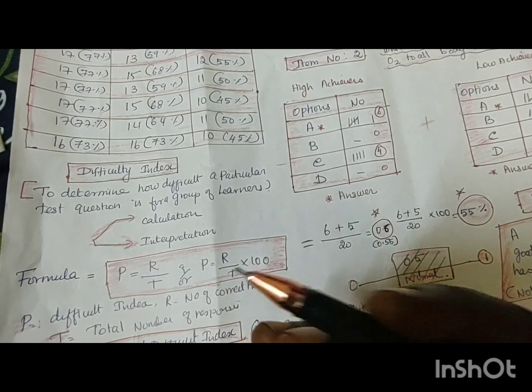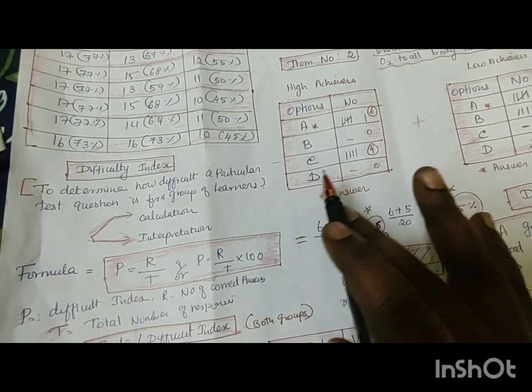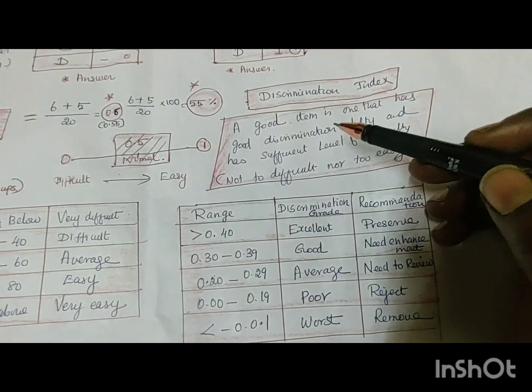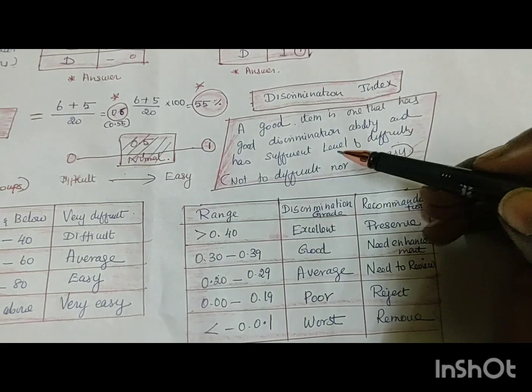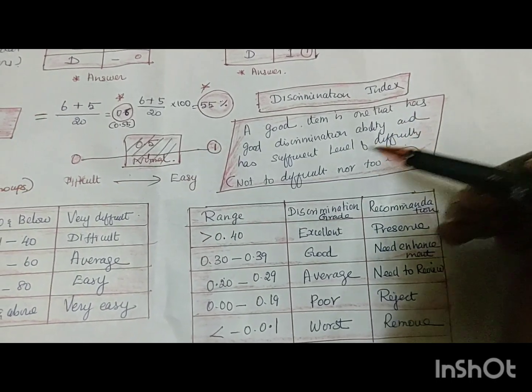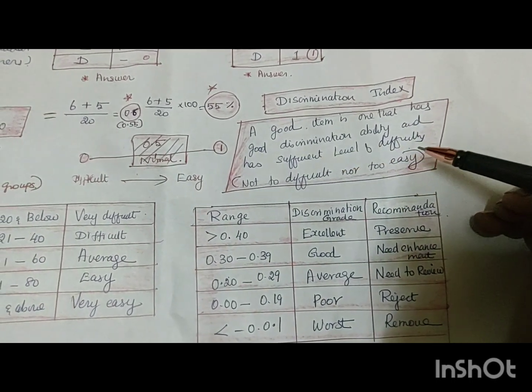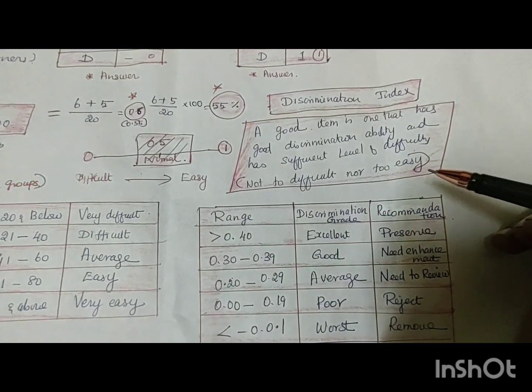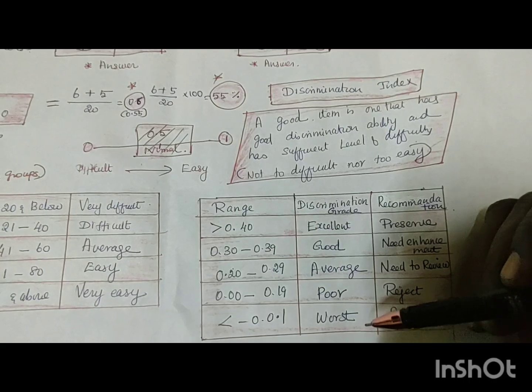Then what your tool is supposed to assess, it will be assessing. Okay. Next we will see about what is called the discrimination index. What is the discrimination index? A good item is one that has good discrimination ability and has a sufficient level of difficulty. Not too easy, not too very hard.